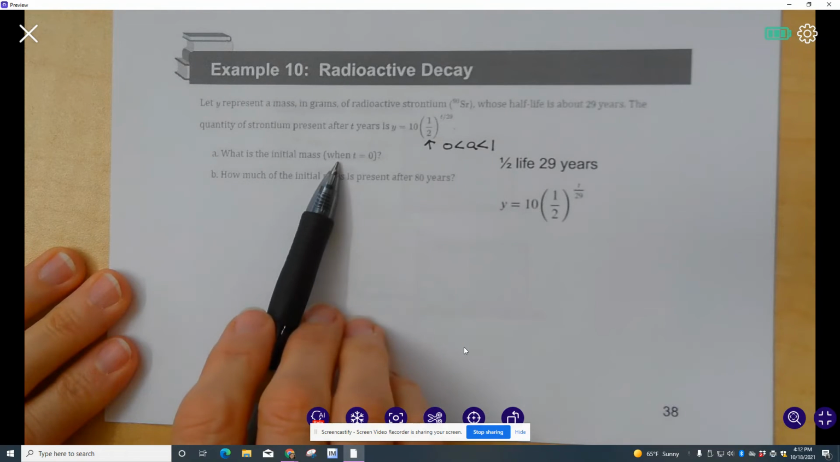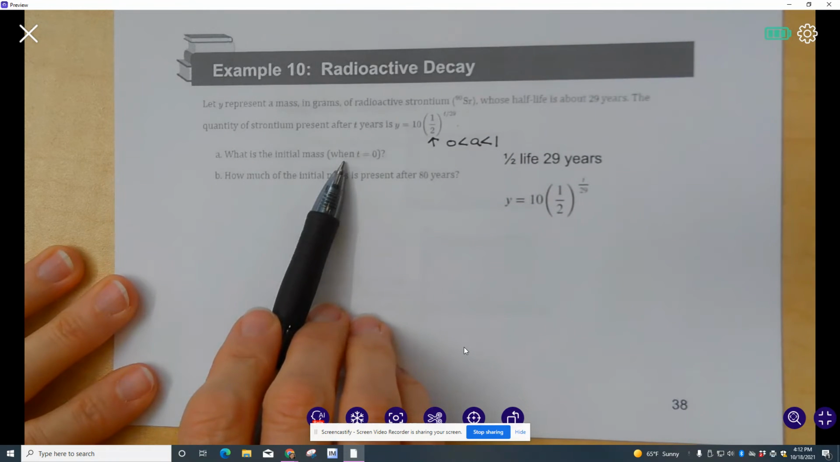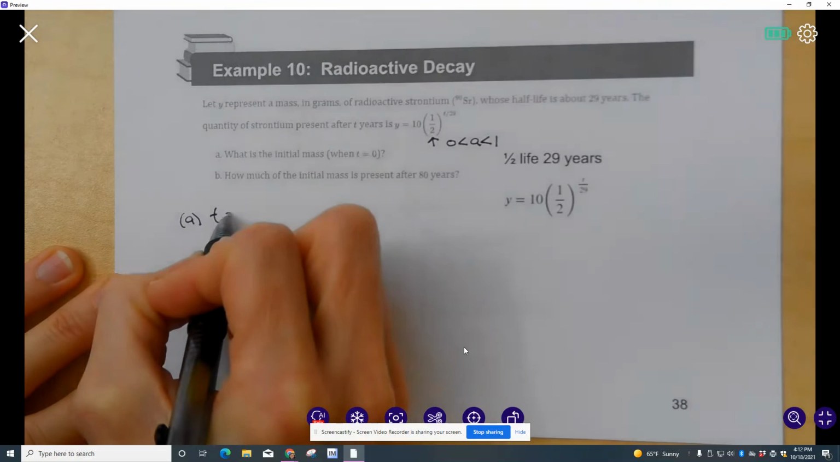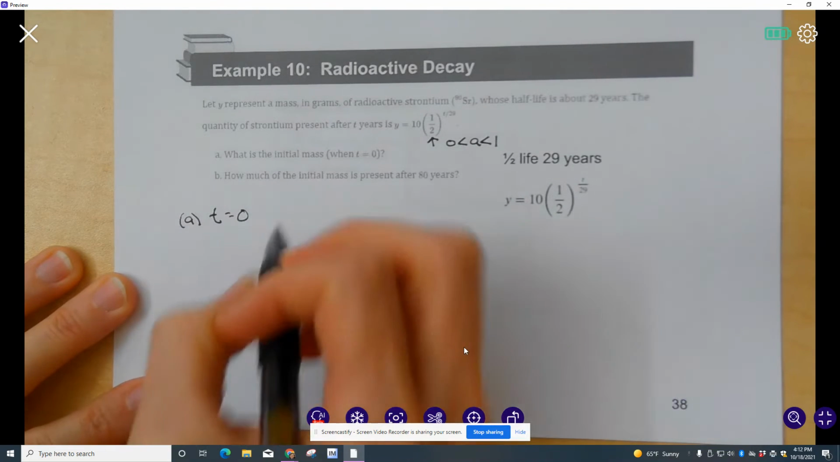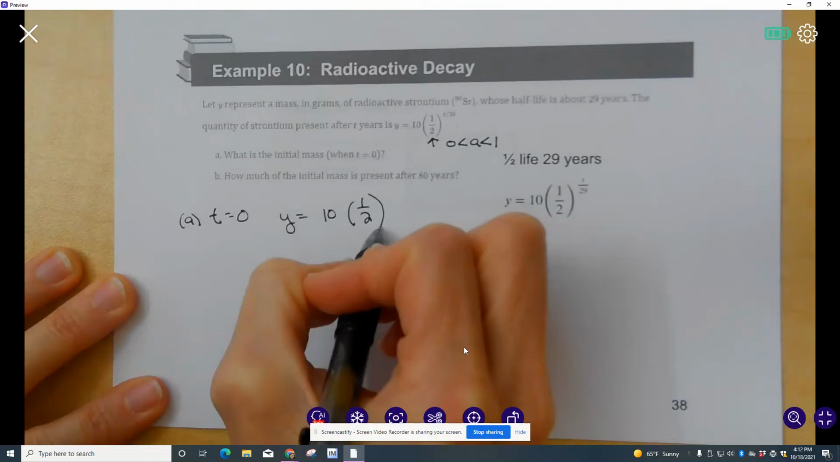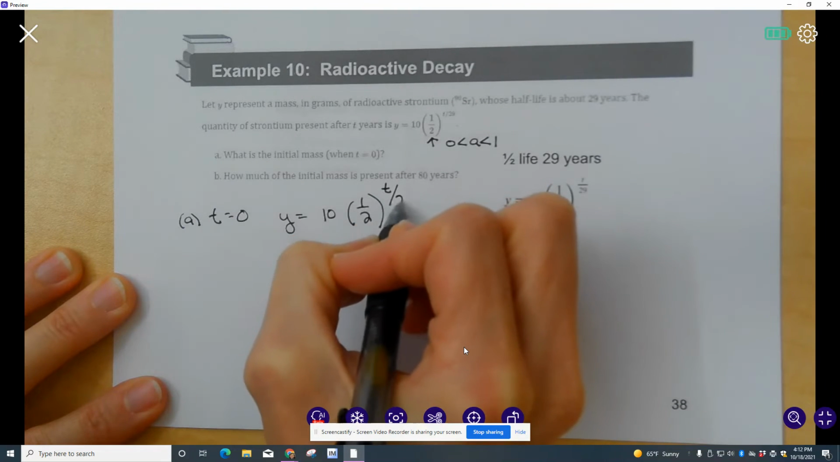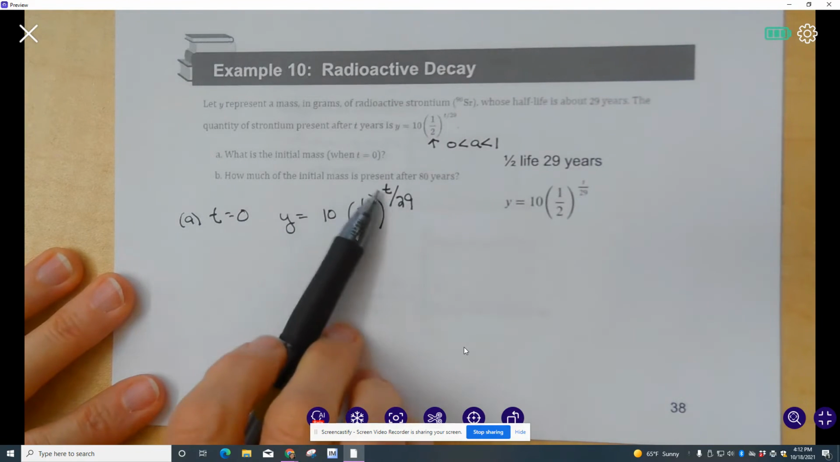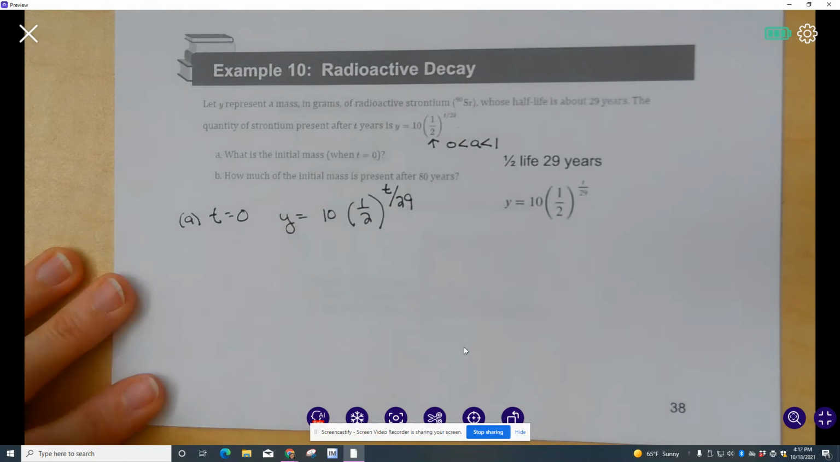The first one says, what is the initial mass? So think initial is where you're starting. So that is when time equals 0. So here's my equation: 10 times 1/2 to the t over 29. If that was a little hard to see, it's a t over 29. And again, these are in your textbook, so you can always go to your textbook.